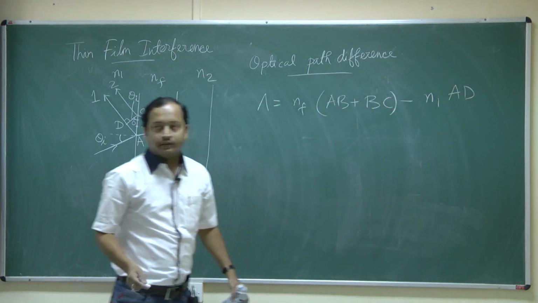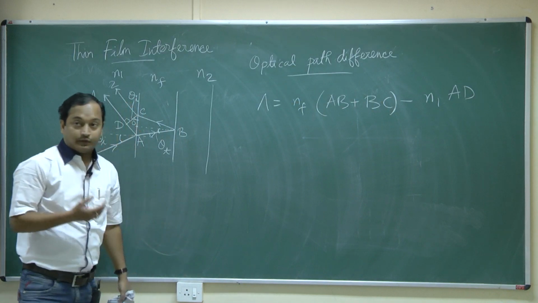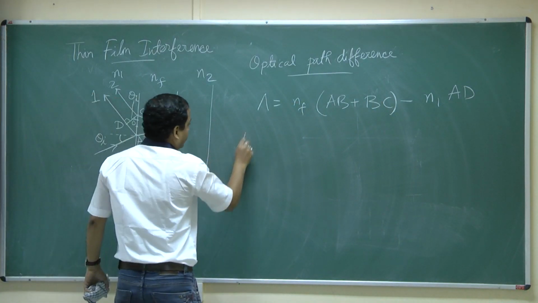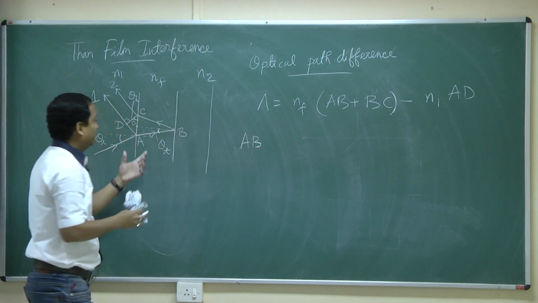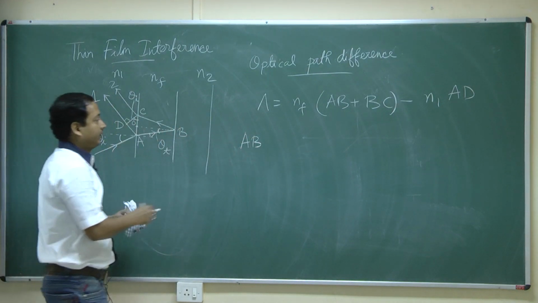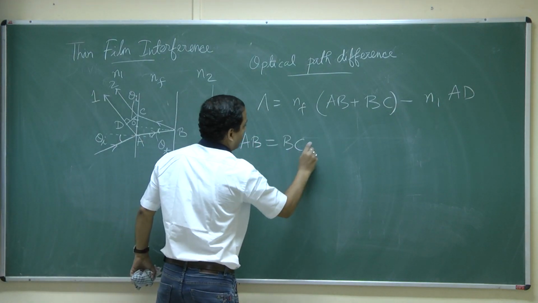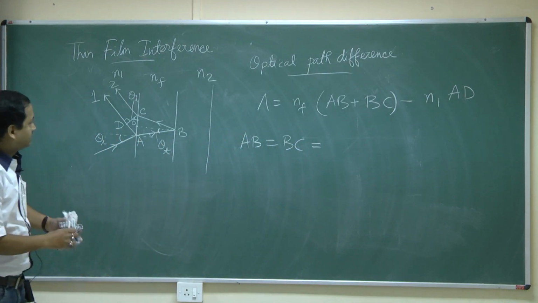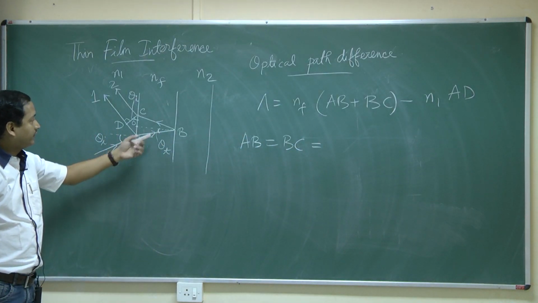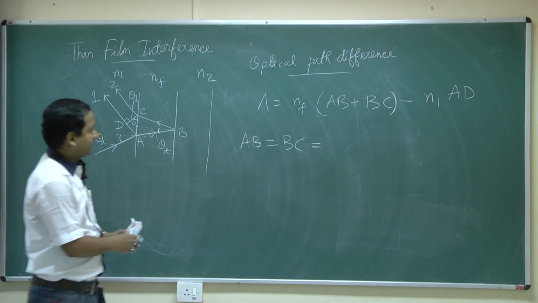That is what we are interested in finding. Of course, then the rest is geometry, we can just quickly do that. So, AB and BC, they are both equal. And basically you can find out that would be just cosine theta t.